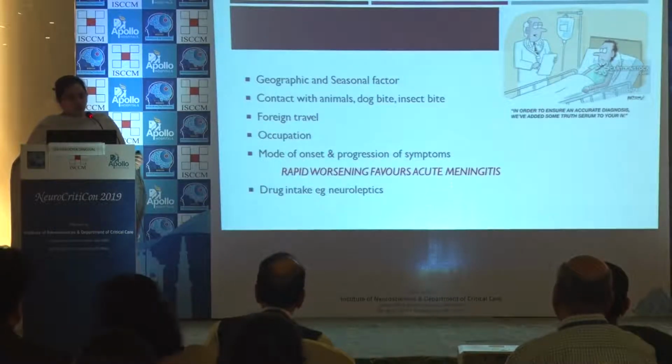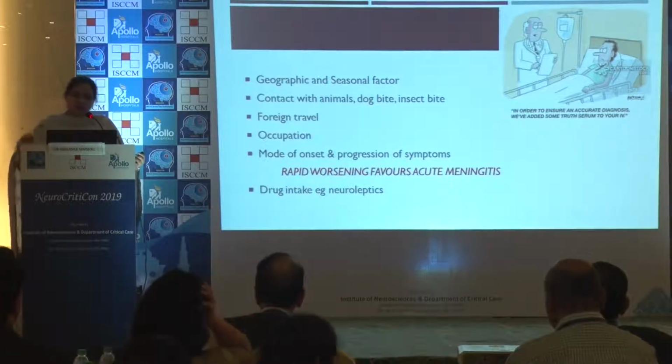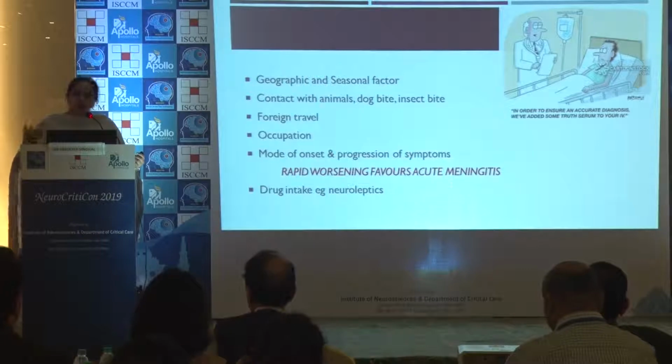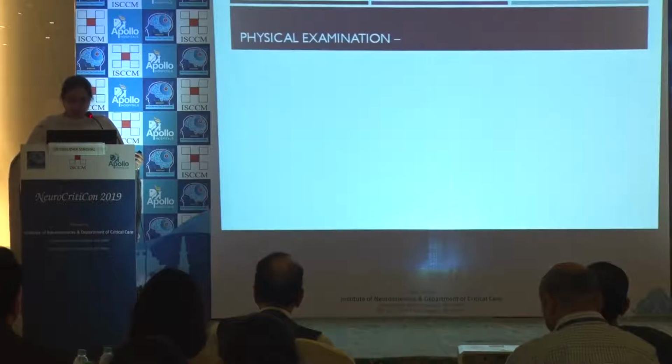So you should also talk about the geographic and seasonal factors, any animal or dog bite, foreign travel, to talk of endemic causes for meningitis. Mode of onset and progression of symptoms is very important. Anything that is rapidly worsening clearly indicates that the patient has something like acute meningitis. So have a high degree of suspicion.